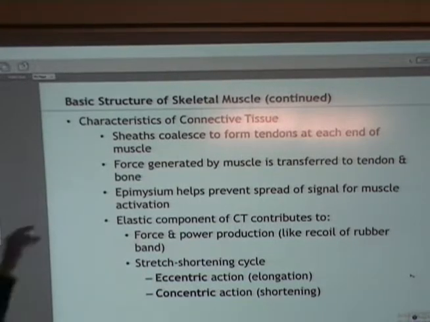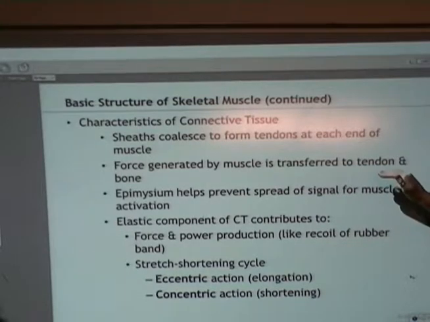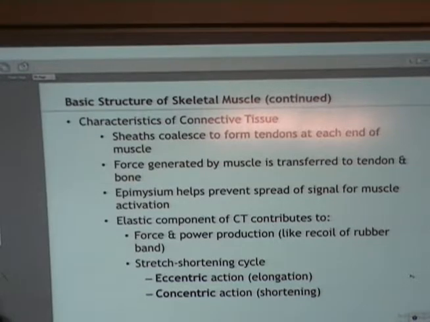So we've made the first point already. That means that the force that the muscle can generate is transferred through the tendon to the bone and therefore moves the skeleton. So the skeleton has no way of moving on its own unless there's muscle contraction. It's also one of the things to bear in mind when we're looking at bone health. The more force that's being applied to the bone through muscle contraction, the stronger that bone will become and the better the bone health will be.